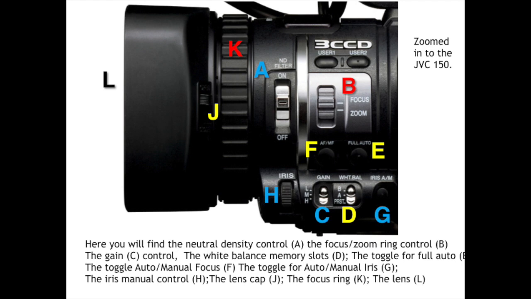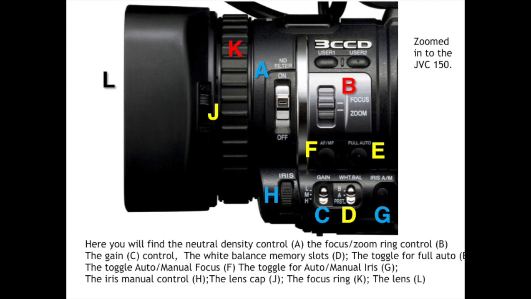The PRST stands for preset, and it is a preset number that you cannot change. We don't want to use it on preset. So if your video doesn't look like the right color and you white balanced, it's probably because that is in the wrong position. You'll see G is your auto manual iris control. And this allows you to toggle between auto iris and manual iris.